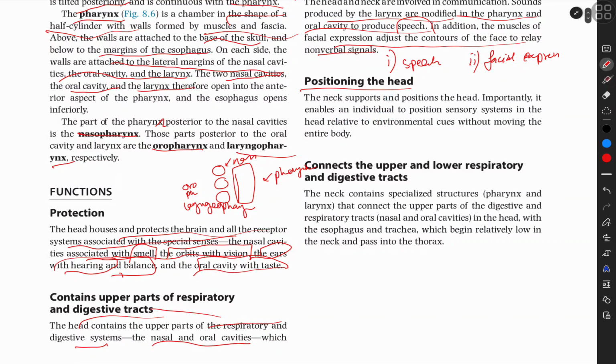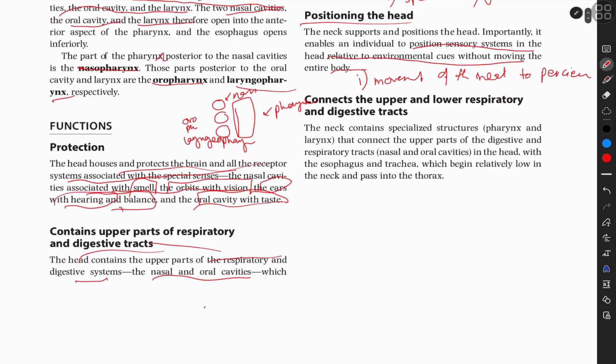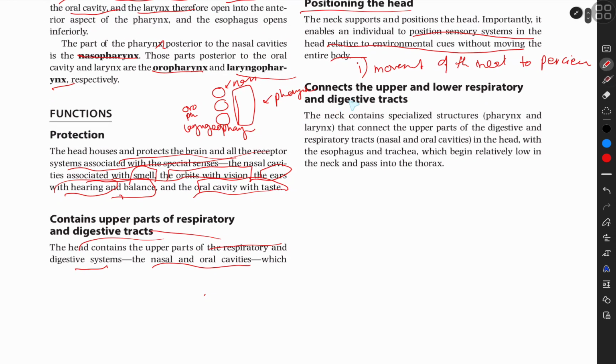Positioning the head. The neck supports the position of the head. Importantly, it enables an individual to position sensory systems in the head relative to environmental cues without moving the entire body. Okay, movement of the head to perceive.